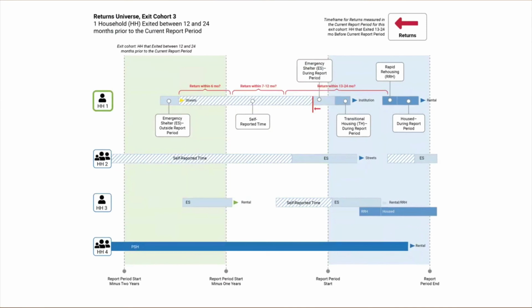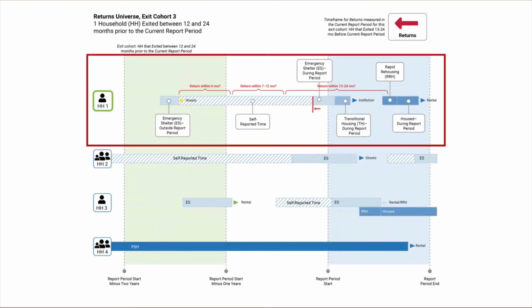Exit cohort 3 is the universe of households with a system exit between 12 and 24 months prior to the current report period, shown as the green shaded area. In this example, only 1 household had a system exit during this time period.